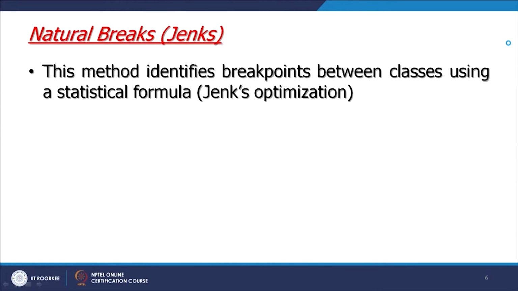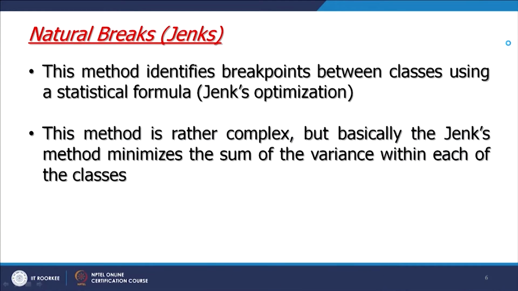Now, the second one is the natural breaks, which is based on the Jenks optimization or Jenks formula. Basically this method identifies the breakpoints or gaps in the data, a sufficient or large gap in the data, and it is based on a statistical formula. Of course it is more complex than the equal interval method, but what this method does is minimize the sum of variance. So, within a category the variance is very little, and between two categories you have a large gap.